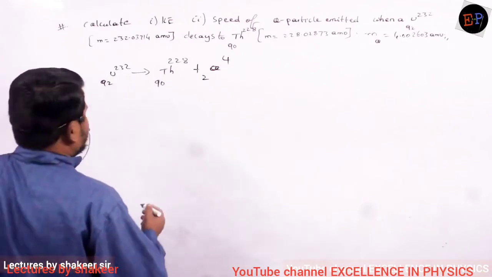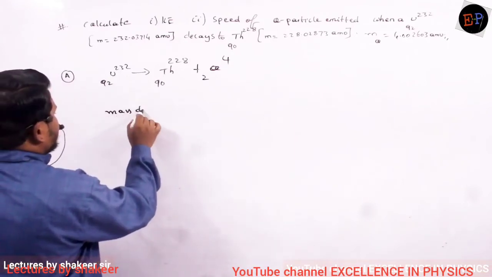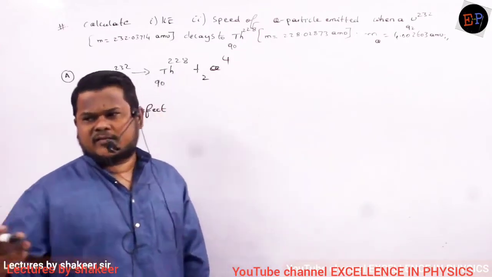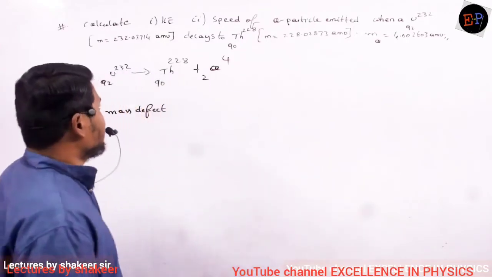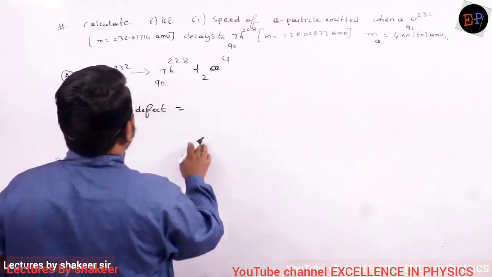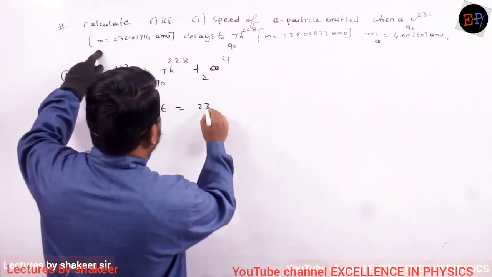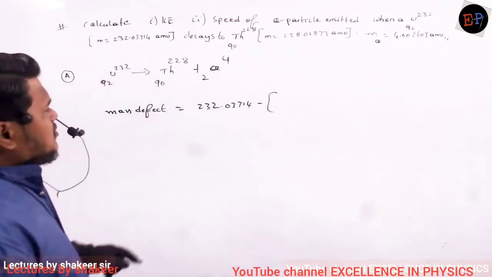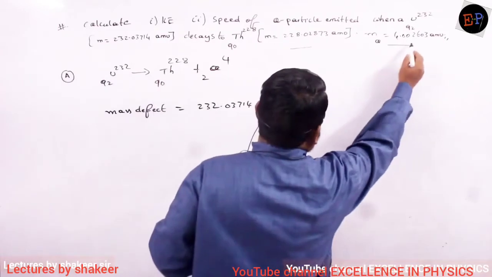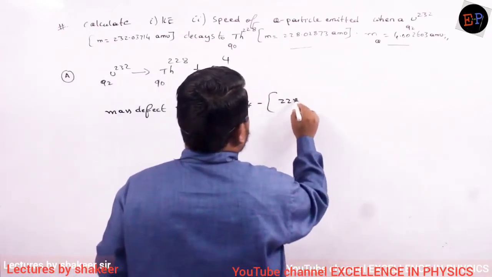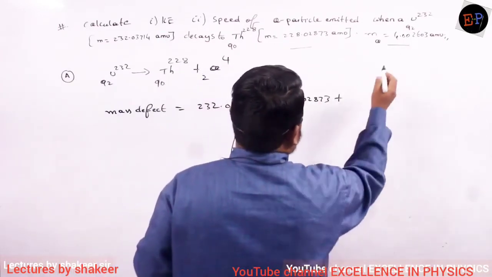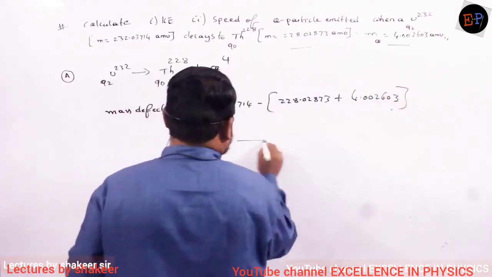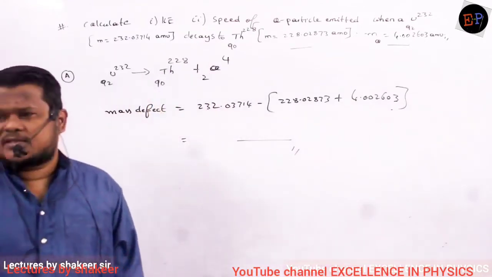Clear? Now see here, let us calculate the mass defect. What is meant by mass defect? The amount of mass which has disappeared and converted into energy is called mass defect. So calculate. What is the initial mass of uranium-92 232? It is given: 232.03714 minus. Now it is finally converting into thorium and an alpha particle. So the thorium mass is 228.02873 plus, and what is the mass of the alpha particle? 4.002603. Clear? If you do this calculation, you will get the amount of mass which has disappeared.